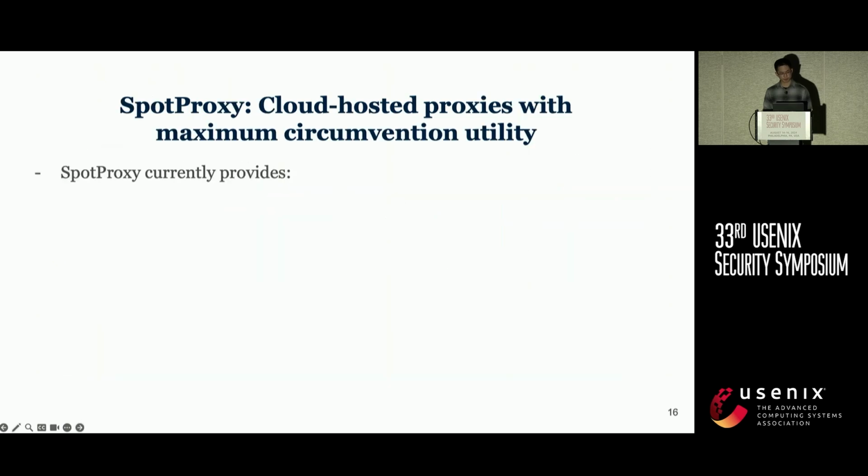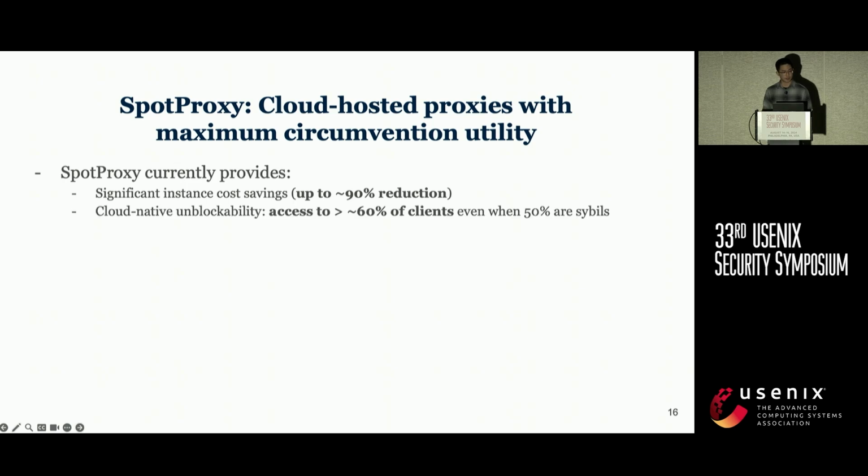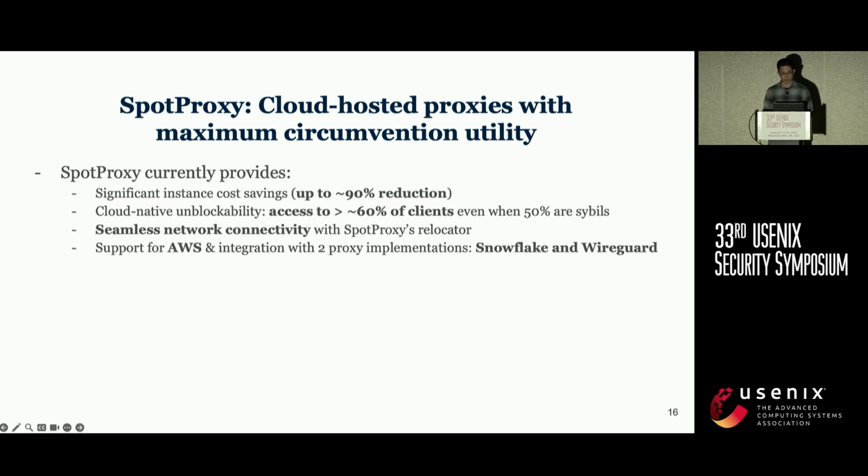And in summary, SpotProxy currently provides significant cost savings, cloud-native unblockability, and in our evaluation using the simulated platform, even in the most aggressive worst-case scenarios, much more so than what the original paper did, we're able to guarantee access to more than 60% of clients, even when 50% of the clients are Sybil clients, which means censored agents. We're also able to preserve seamless network connectivity and integration with AWS and 2 proxy implementations so far.